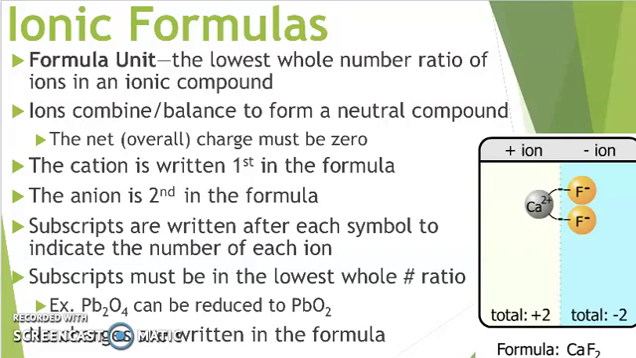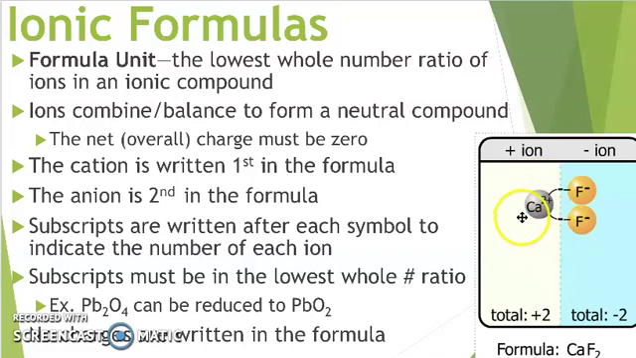Now that you've learned a little bit about ionic compounds, learn about how to write the formulas for them. The formula unit is the lowest whole number ratio of ions in an ionic compound. Ions will combine and balance to form a neutral compound. So the net overall charge has to be 0 in these ones.